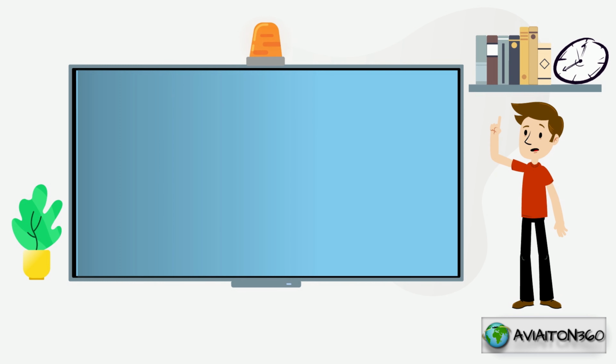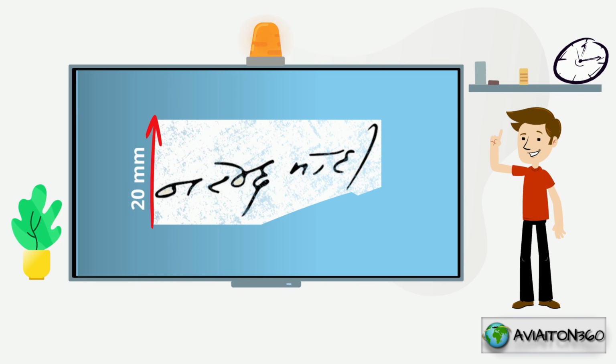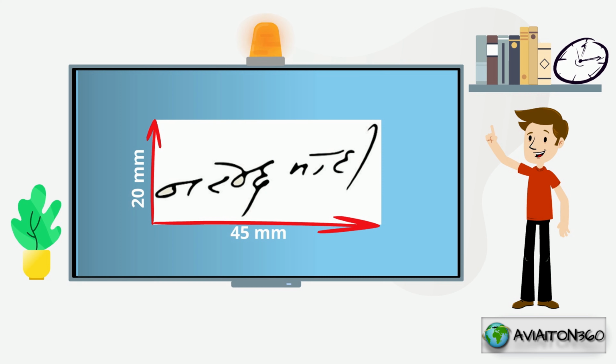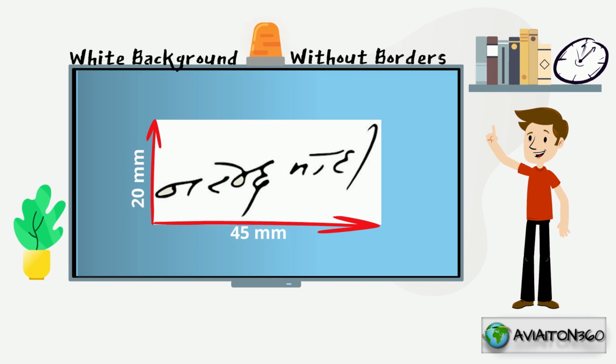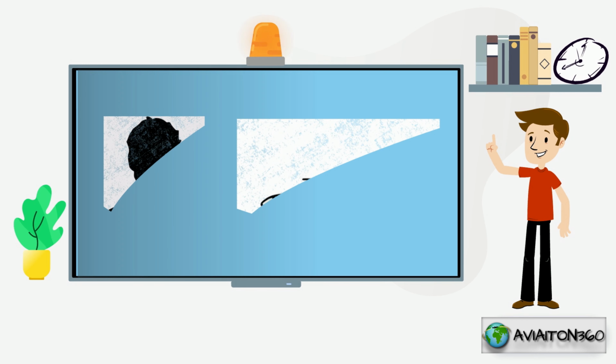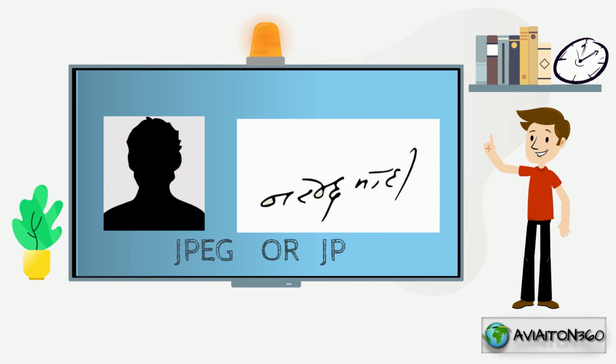The size of the scanned signature image must be 20 mm height by 45 mm width on a white background without border. And, as mentioned earlier, the photograph and the signature must be in JPEG or JPG format only.